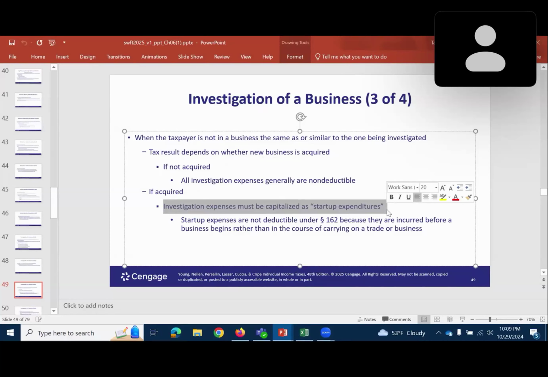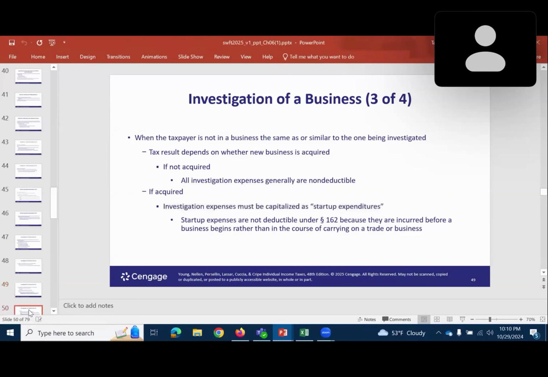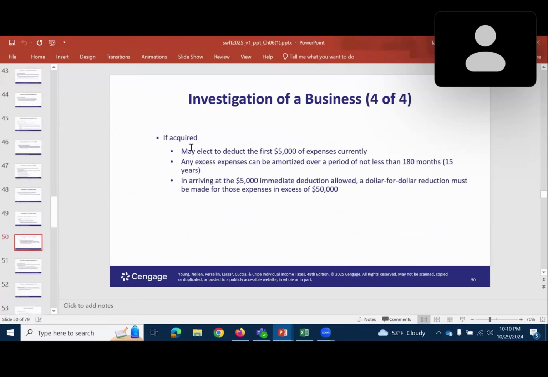Okay. Now, I actually know a dentist that bought a spa and then he moved his location into the spa because he wanted to have his dental location be more spa-like. That was for his business. So you want to look at the reason for why they're buying the business, not only what type of business it is. So if acquired, they may elect to deduct the first $5,000 of expenses currently, and anything over that can be amortized over a period of 180 months, no less than 180 months. When arriving at the $5,000 immediate deduction, a dollar for dollar reduction must be made for those expenses in excess of $50,000.